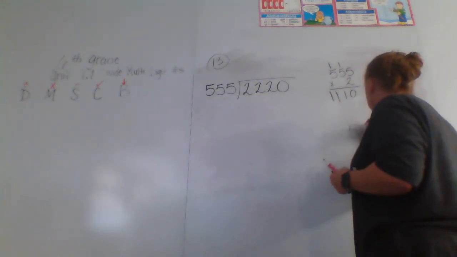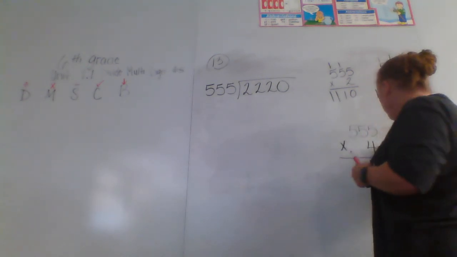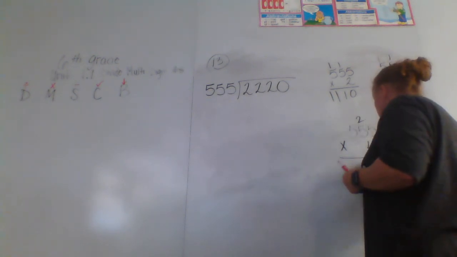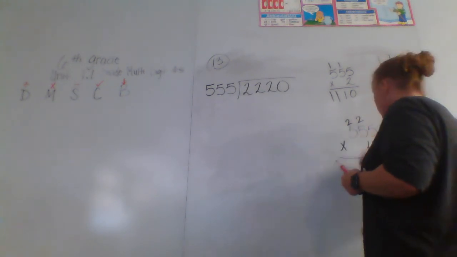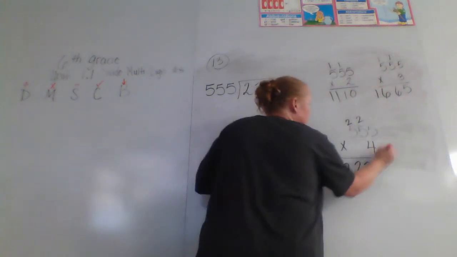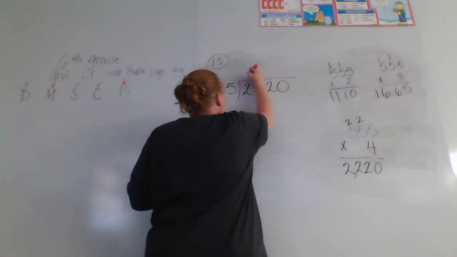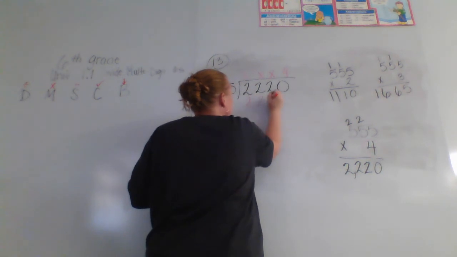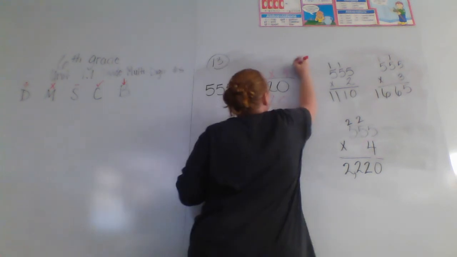So now 555 times 4. 4 times 5 is 20. 4 times 5 is 22. 4 times 5 is 20 again, plus 2 is 22. Oh, and look, we have it. So it's going to be 4. Okay, we have placeholder, placeholder, placeholder. 4. Perfect number. So 4 hours.